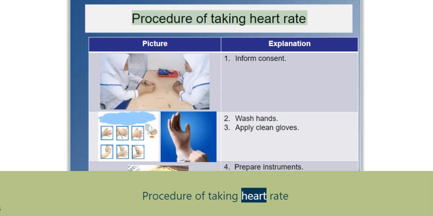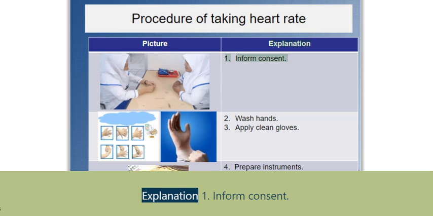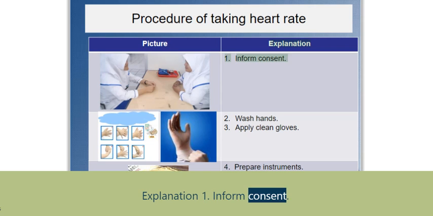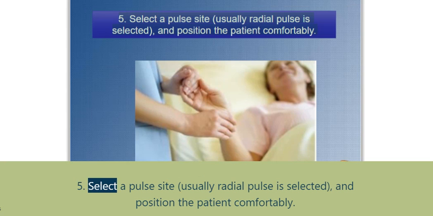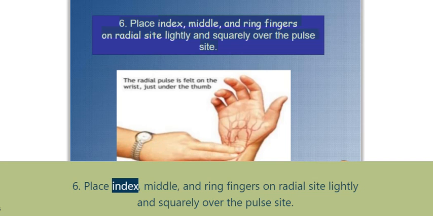Procedure of taking heart rate. Picture. Explanation. 1. Inform consent. 2. Wash hands. 3. Apply clean gloves. 4. Prepare instruments. 5. Select a pulse site, usually radial pulse is selected, and position the patient comfortably. 6. Place index, middle, and ring fingers on the radial site lightly and squarely over the pulse site.